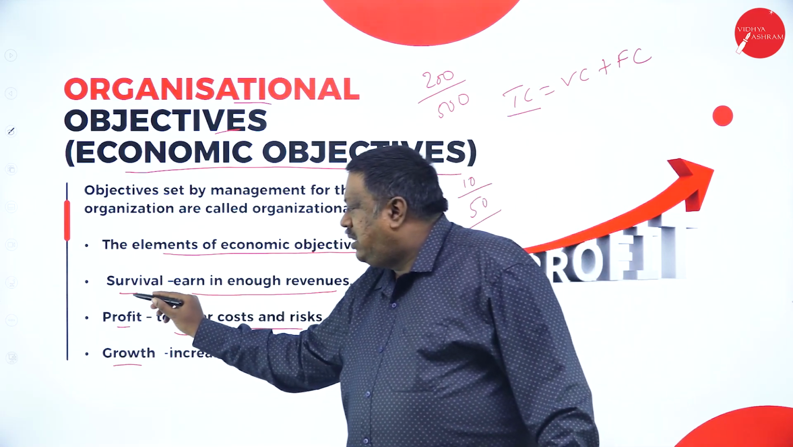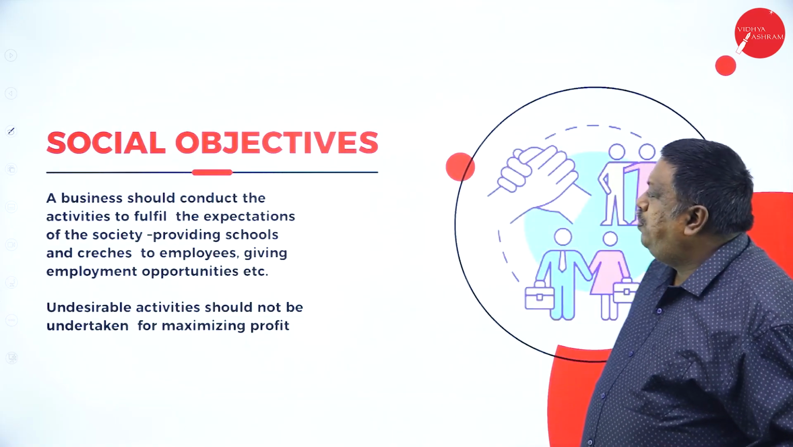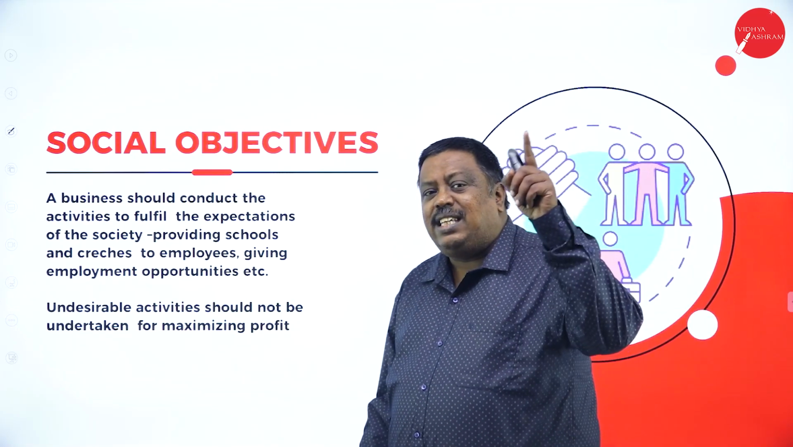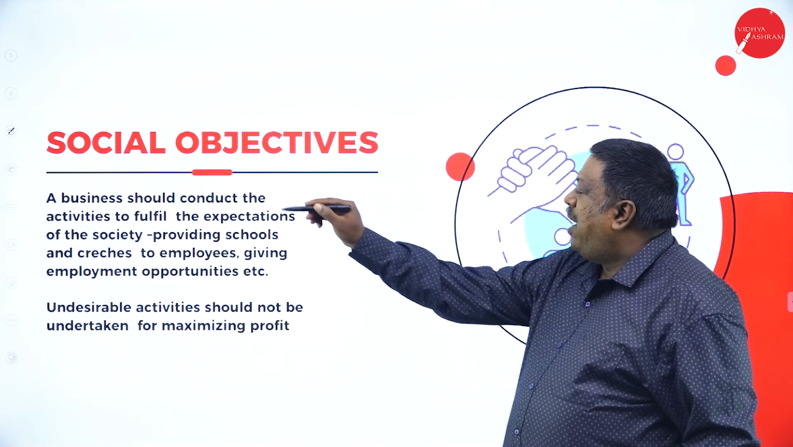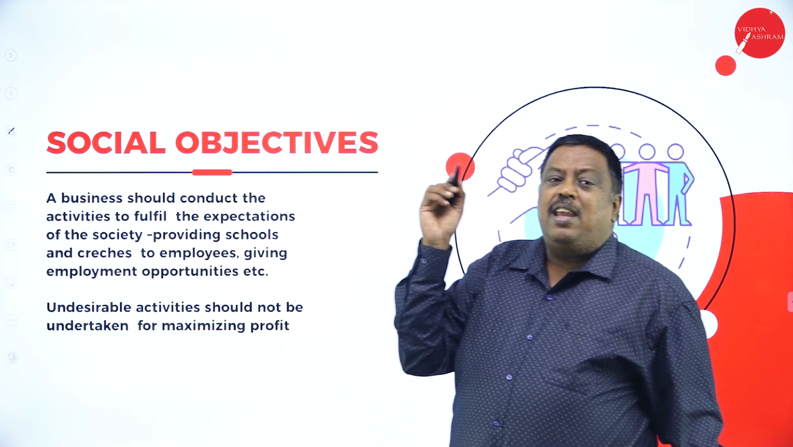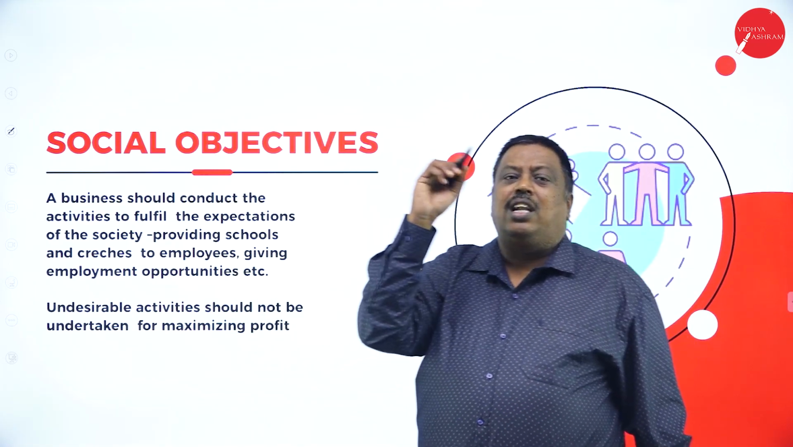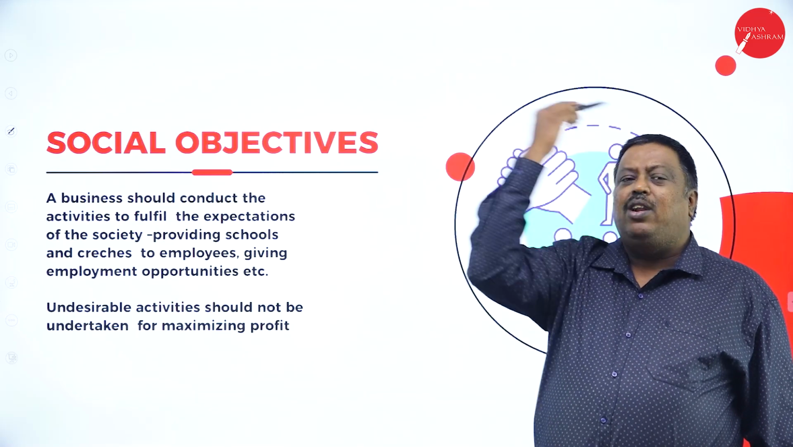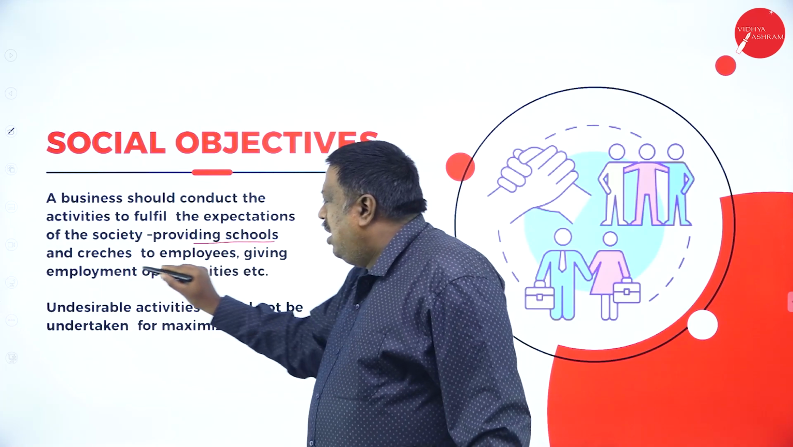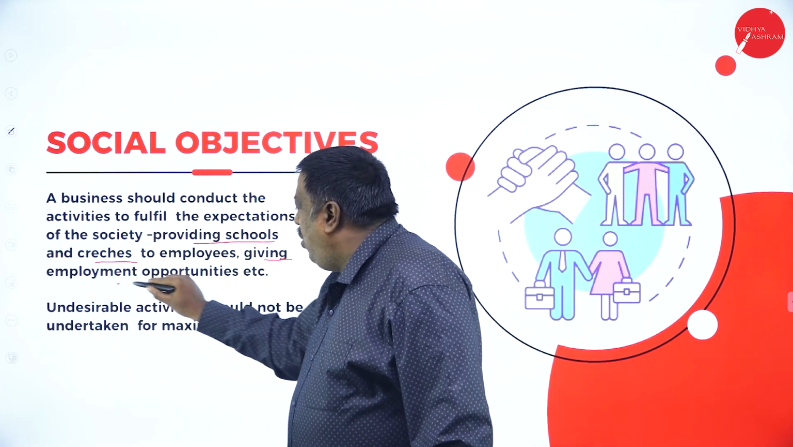The first element is survival, profit and growth. The second objective of an organization is the social objective. It has to support society by providing job opportunities for the people who are living near the organization or in its surrounding environment, and by providing schools and crèches for employees, giving employment opportunity.